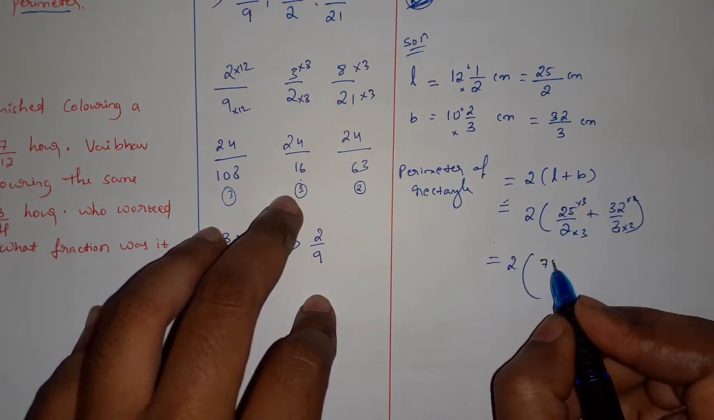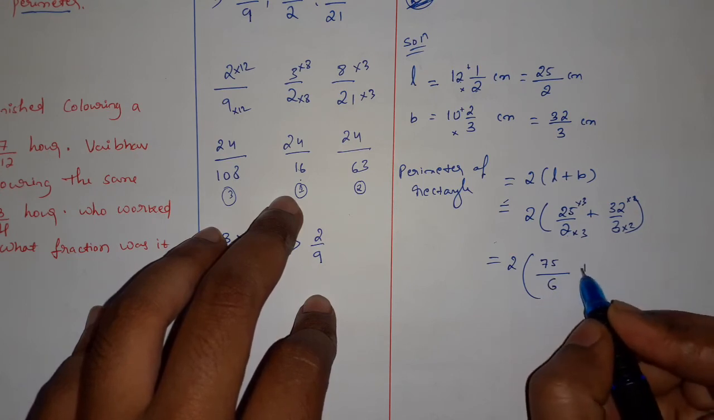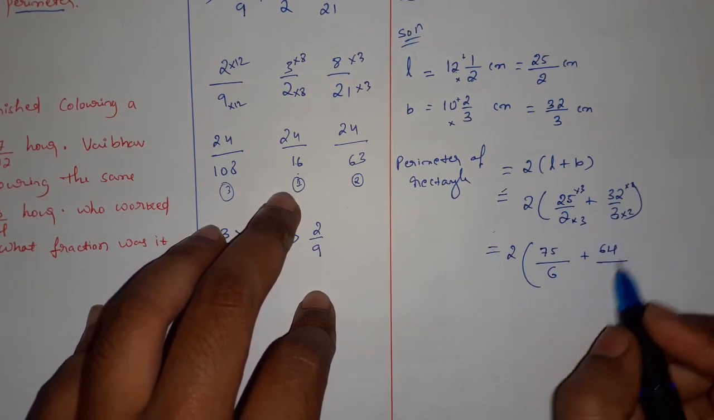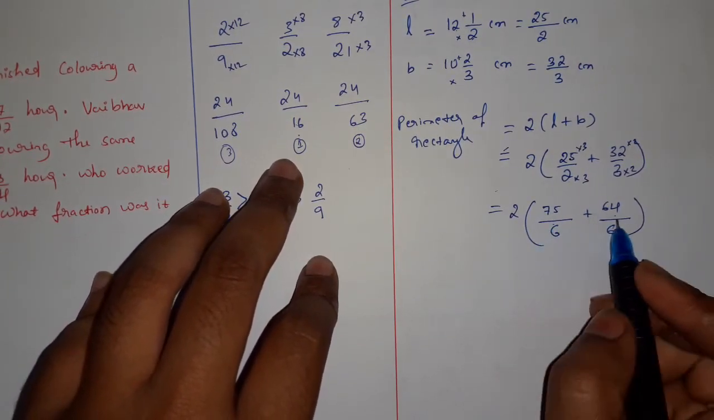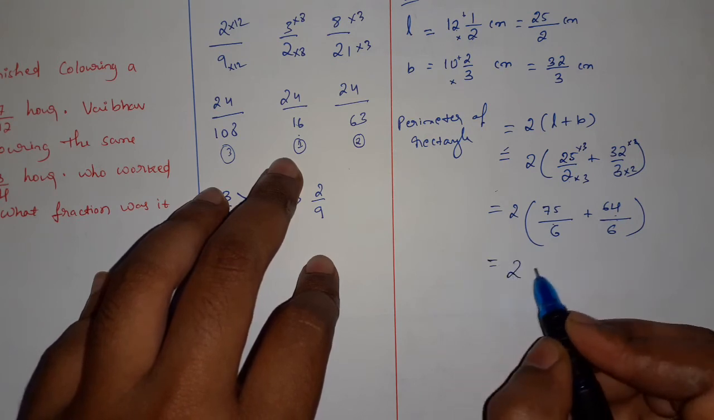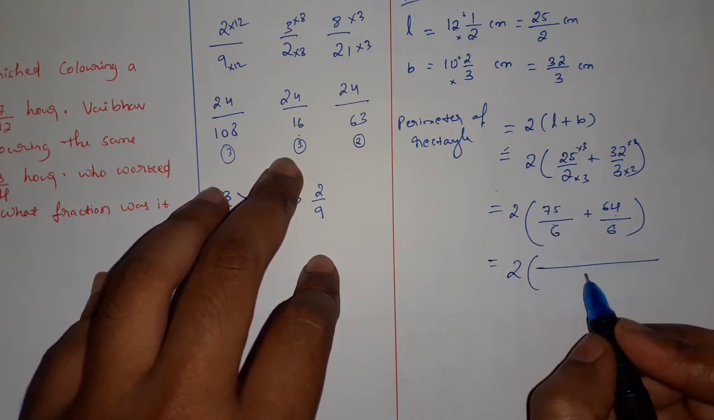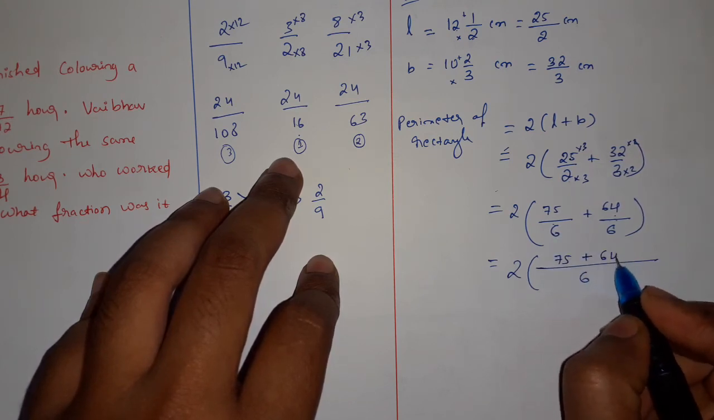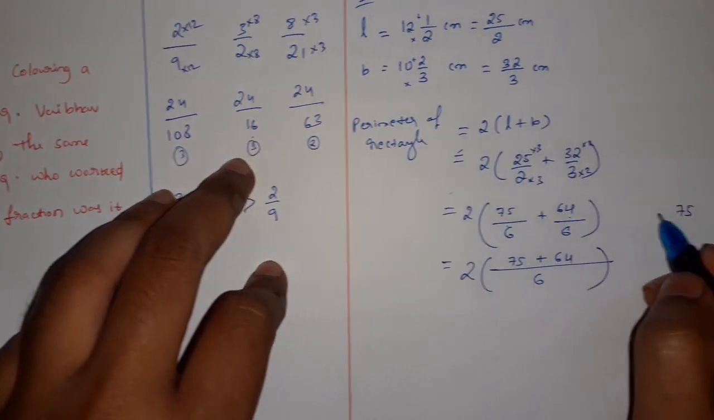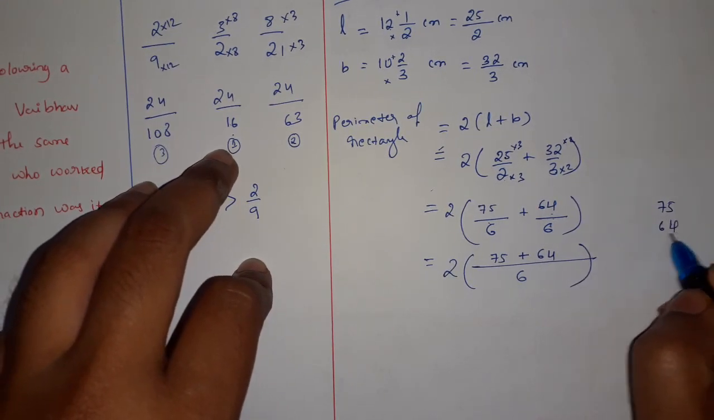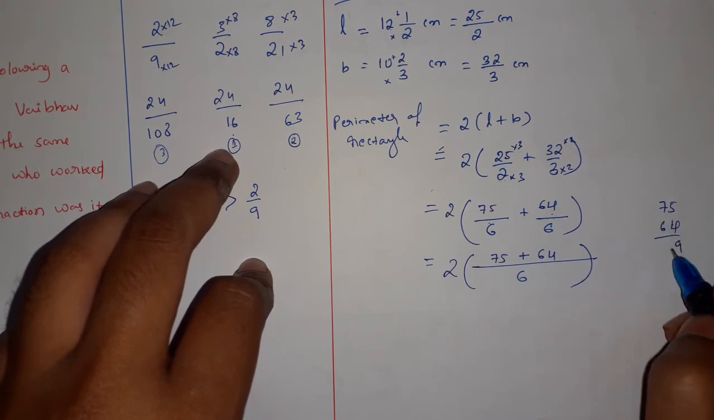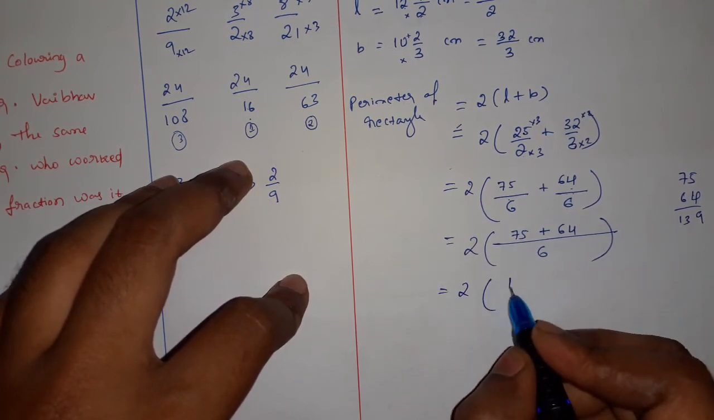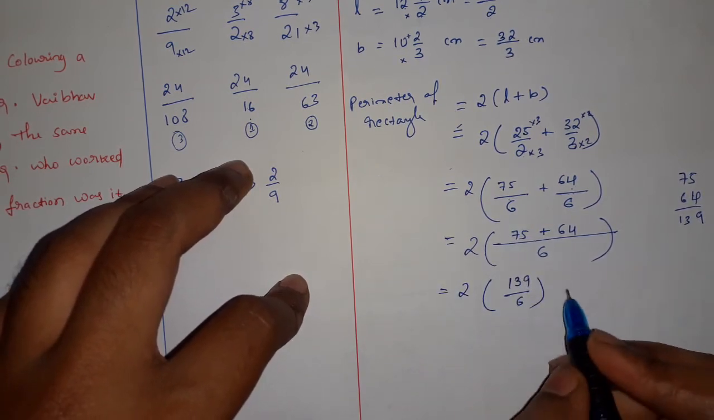25 3s is 75. 2 3s is 6. 32 2s is 64. 3 2s are 6. Now both became like fractions. Once they became like fractions, what can you do? 6 and 6 are common. 75 plus 64. Just add: 5 plus 4 is 9, 7 plus 6 is 13, so 139. Then 2 into 139 divided by 6.